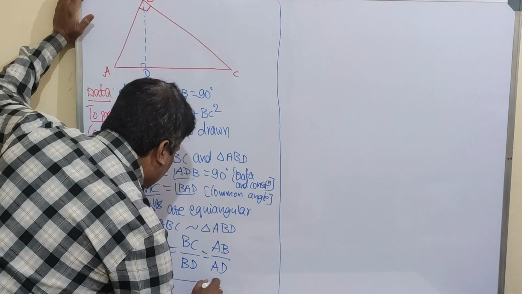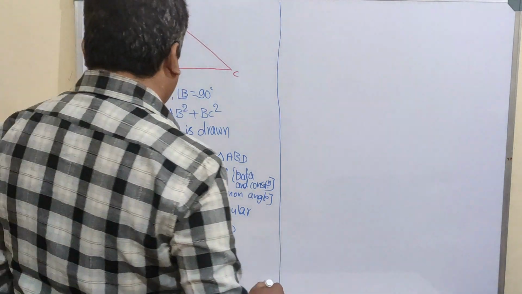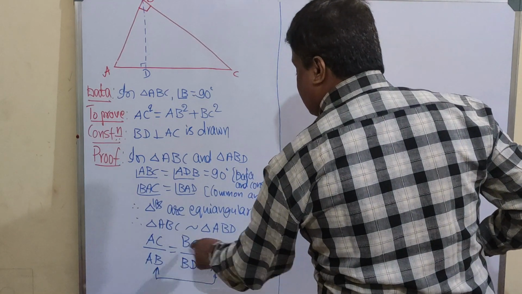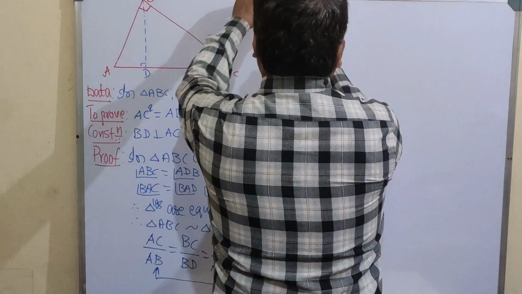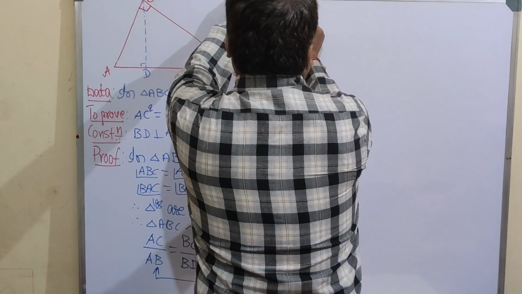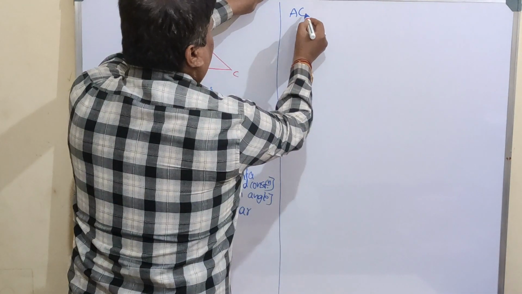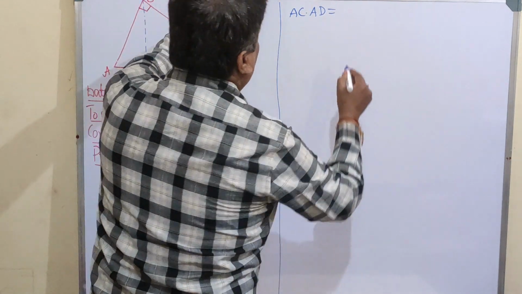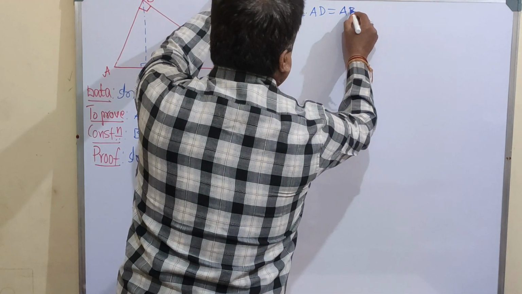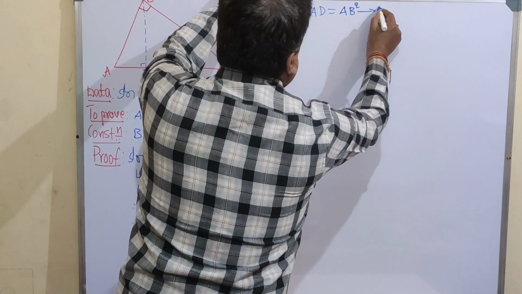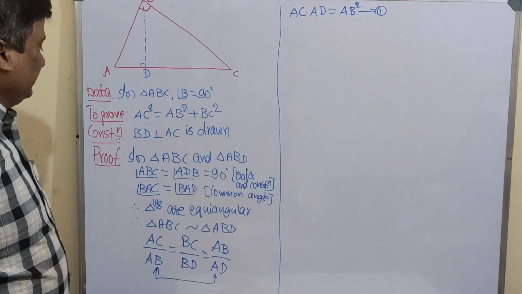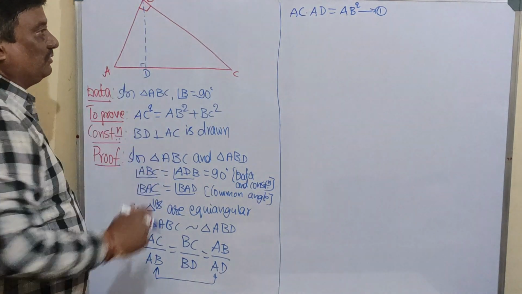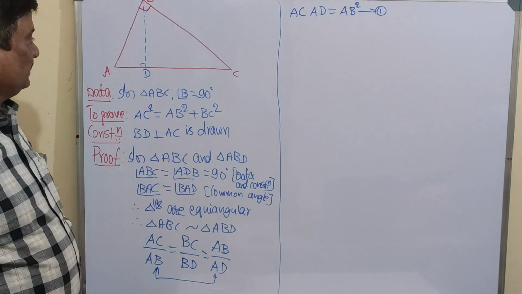Let's consider these two ratios. Then what are we going to get? AB into AB, that is AB square, equals AC into AD. That is, AC into AD is equal to AB square. Let's call it equation 1: AC into AD is equal to AB square.